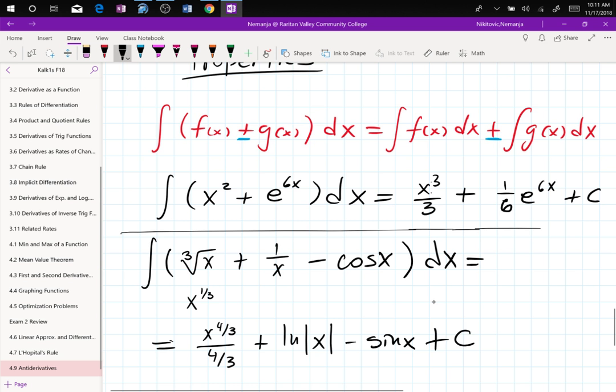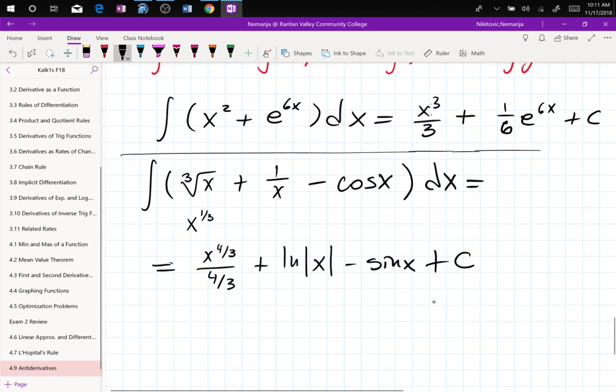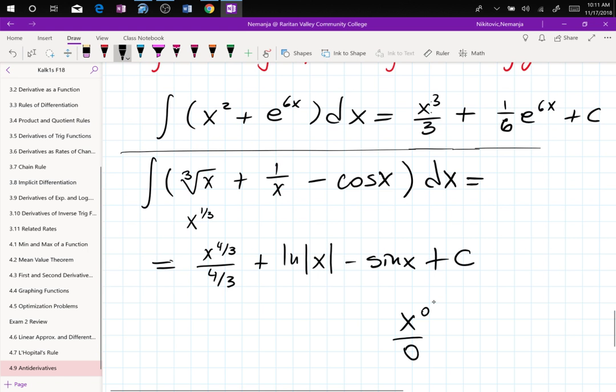plus c. For the middle one, can you do x to the -1? Can you do it that way? Yeah, but when you add 1, you will get x to the 0 over 0. You see why it doesn't work, right? I got you. Okay, yeah, I messed that up. But the ln is there to save the day.